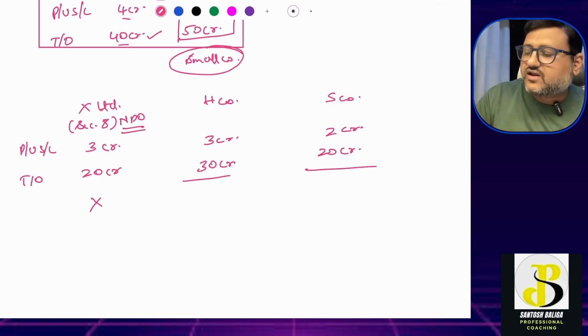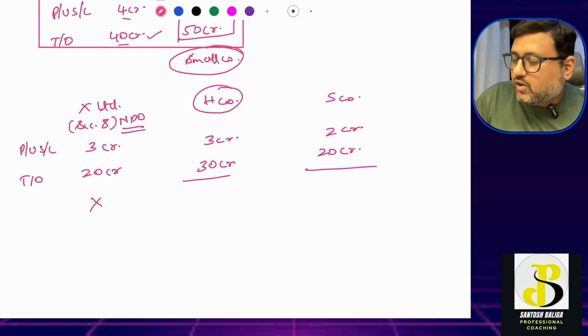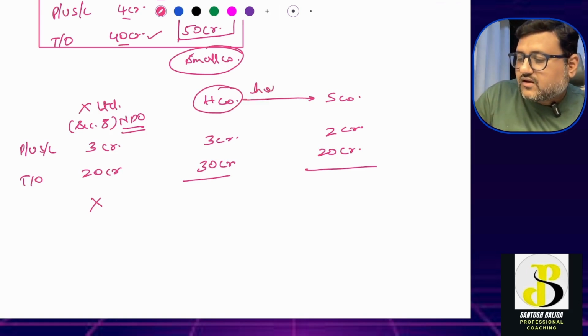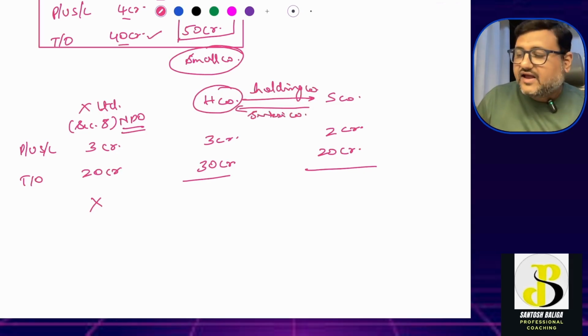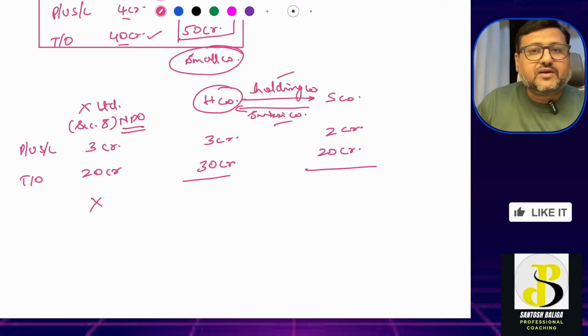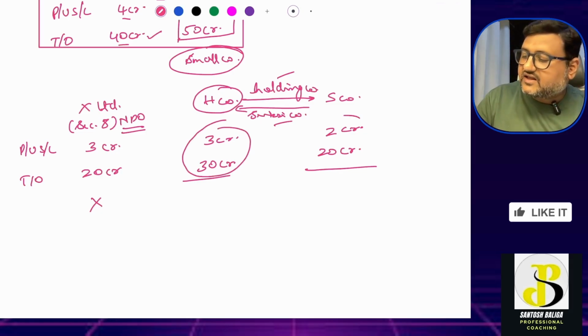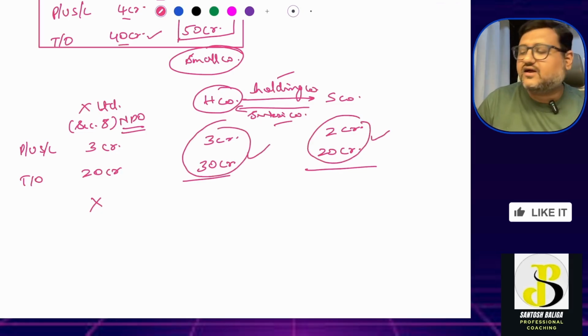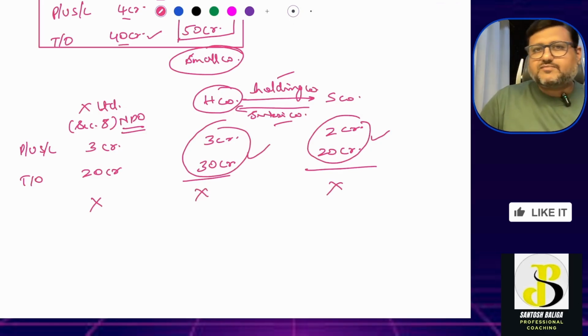Now the catch over here is, H Company is the holding company of S Company Limited. That means S Company Limited is the subsidiary company of H Company Limited, and the exception is very clear that a holding company and subsidiary company cannot be termed as small company. Although they are meeting the criteria, they cannot become small companies. Okay, this part is also clear.